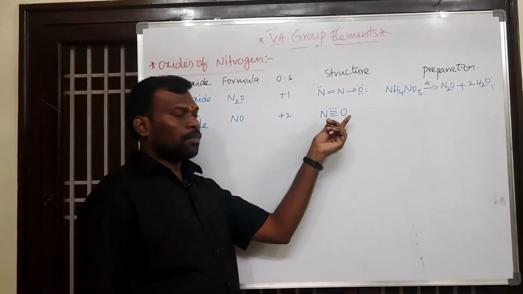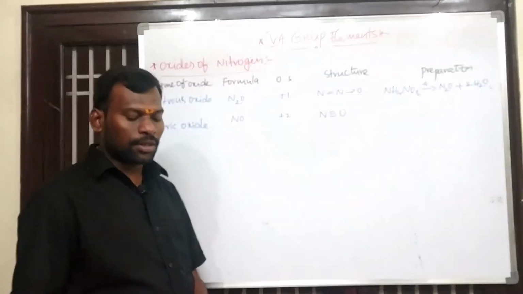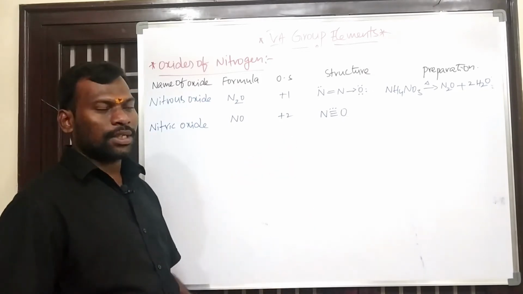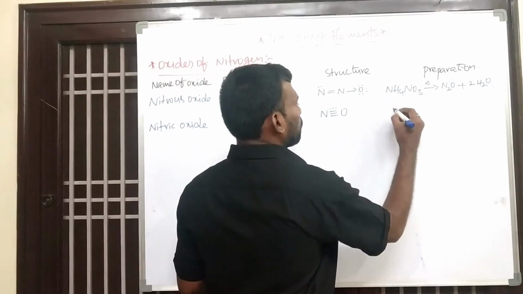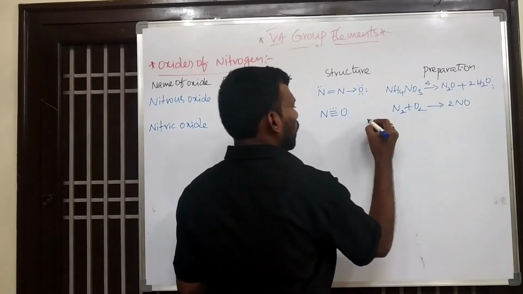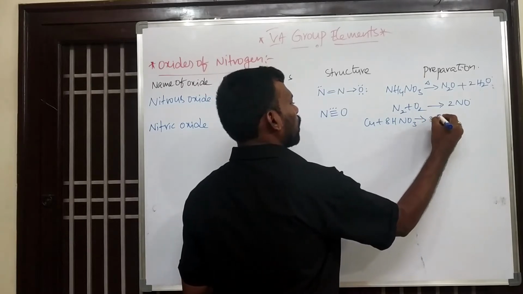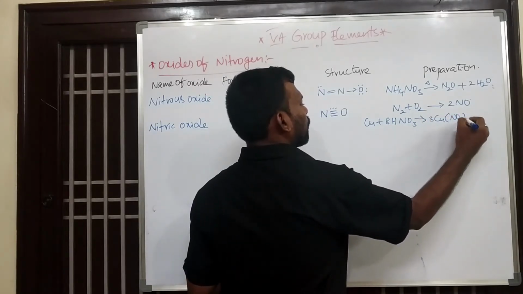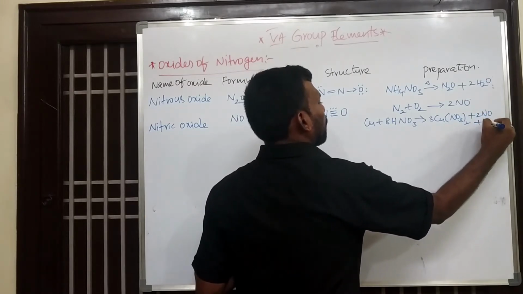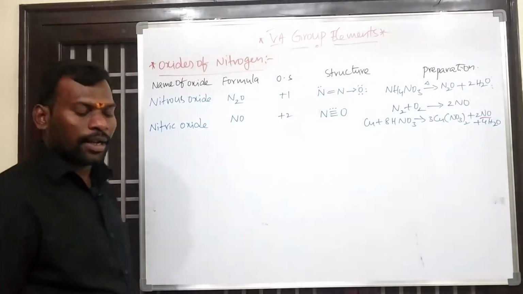In NO, between the nitrogen and oxygen we have the triple bond. In the triple bond, one of the bonds is made up of 3 electrons. We call it an odd electron bond, and it is paramagnetic in nature due to the presence of a single electron. Nitric oxide is prepared by the direct combination of nitrogen and oxygen. At the same time, when copper reacts with nitric acid, it forms copper nitrate and nitric oxide as a byproduct. So these are the preparations of nitric oxide.